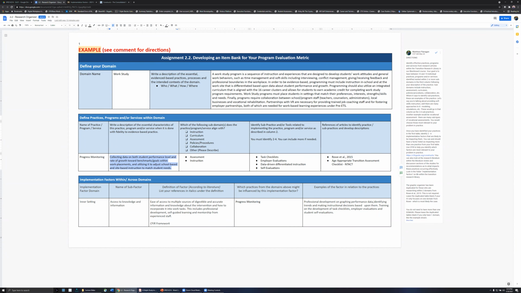Then I say, okay, in the literature, what are 2 to 4 things that people do, so strategies and tools that are used related to this overarching practice of progress monitoring, that are evidence-based, that support those efforts? So here I have types of assessment that are used for progress monitoring. This is why we identify those subdomains. It helps us to identify the sub-practices. So I have sub-practices here related to assessment and instruction. I've got data-driven differentiated instruction. And then I have some assessment-specific ones of task checklists, employer evaluations, and self-evaluations.